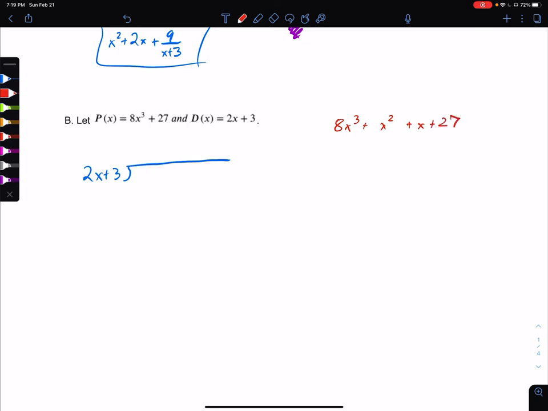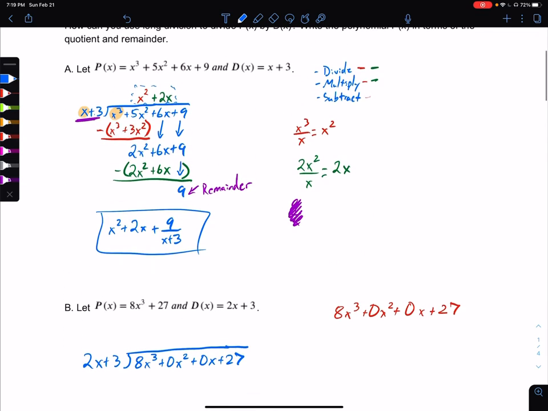The x squared and the x terms, those are going to be zeros. We need those placeholders. So writing inside would be 8x cubed plus 0x squared plus 0x plus 27. It's absolutely critical that you have all of those placeholders. If you left out those zeros, the 0x squared and the 0x, you're going to have the wrong answer. And you'll see once you start working the problem out, it's not going to work out very nicely.